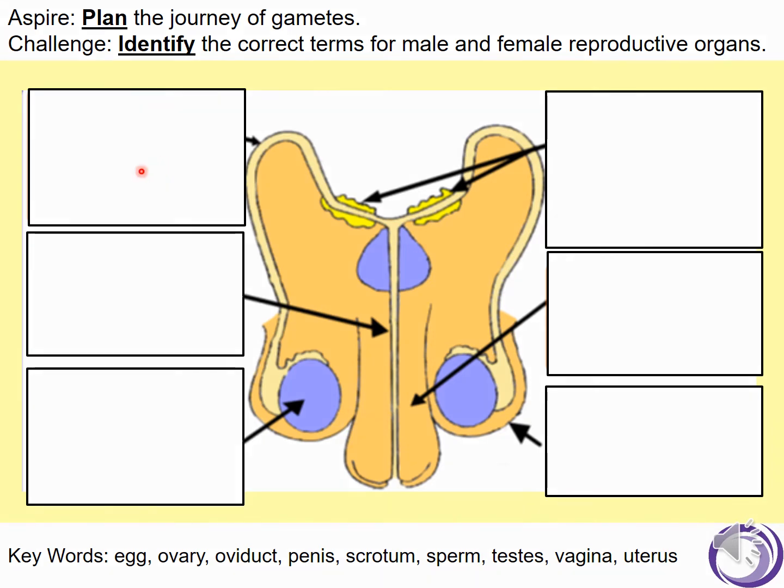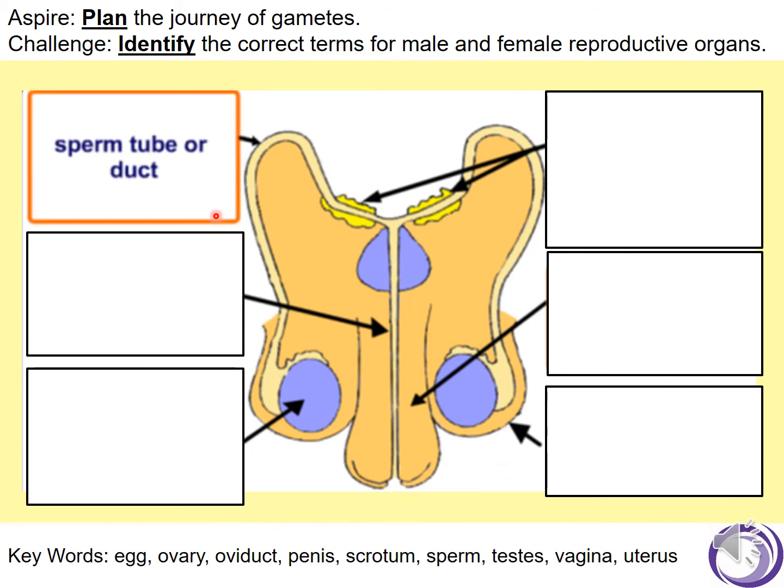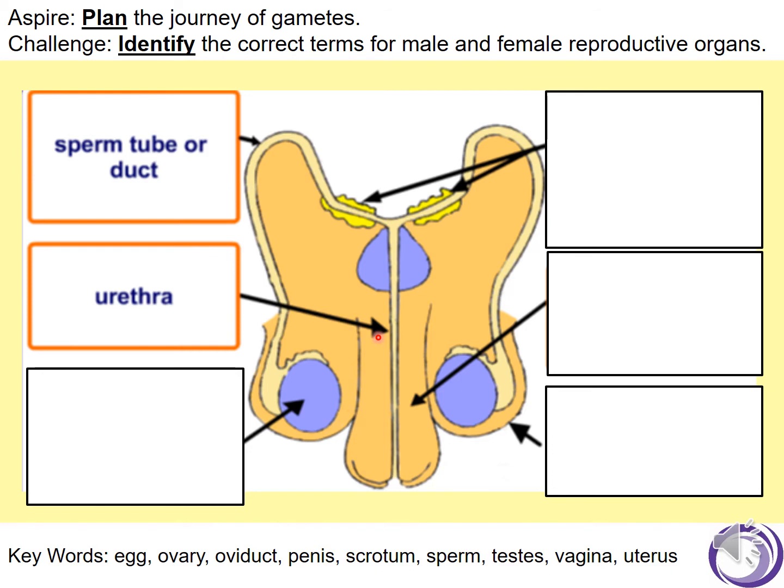First of all, starting up on the top side here, we have a tube, and this tube carries sperm from the testes through to the urethra, and this is called the sperm tube or duct. You can see the journey that goes on up through here and round past this yellow gland that we'll talk about in a second, and then we have this tube here that we're going to label next. So we've got the urethra there.